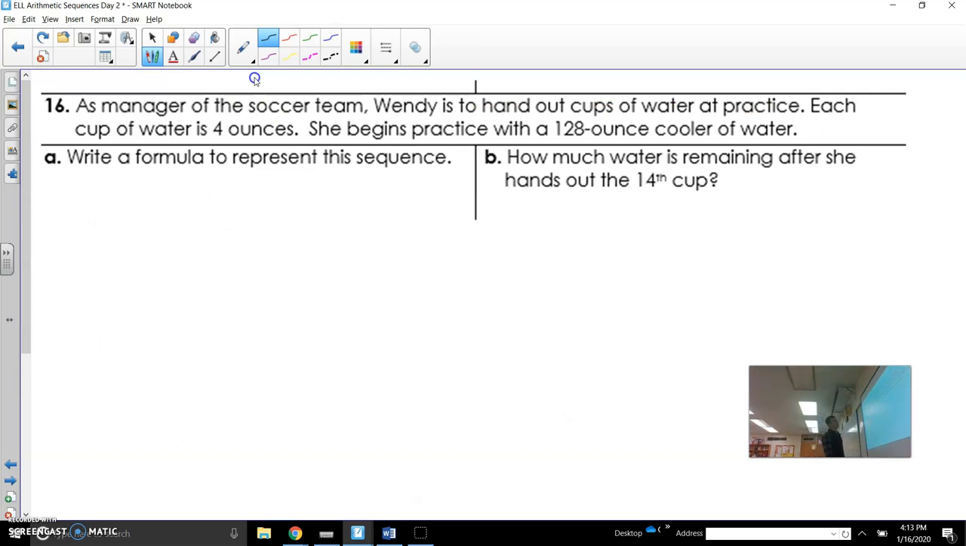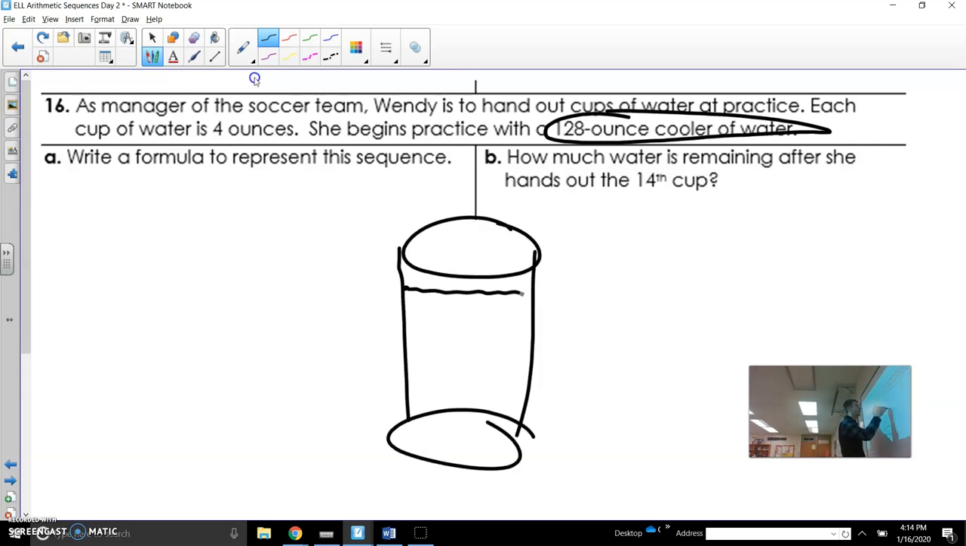Now the next one is very similar, and this is our last problem. There's a manager of a soccer team, and she's handing out cups of water at practice, and each cup of water is 4 ounces. Now a cup is actually 8 ounces, but some cups are smaller, so this must be a smaller cup than an actual cup, and it only holds 4 ounces. So she begins practice with a 128-ounce cooler. So if you think about it, her cooler is full to begin with. But then as she pours out water in her cup, this decreases. The water then goes down a little bit until it is empty.